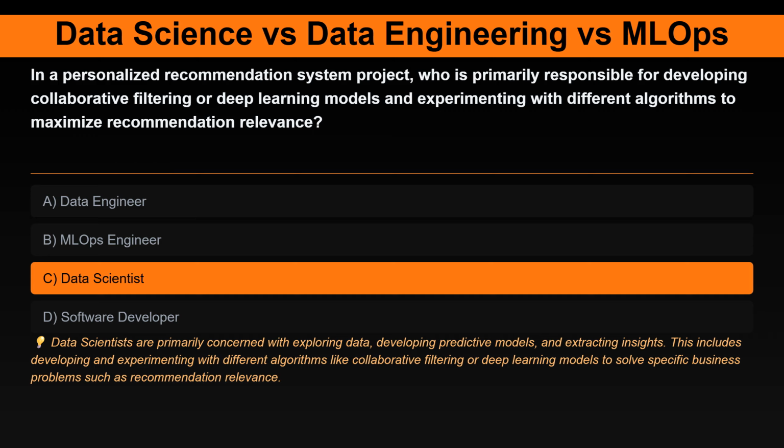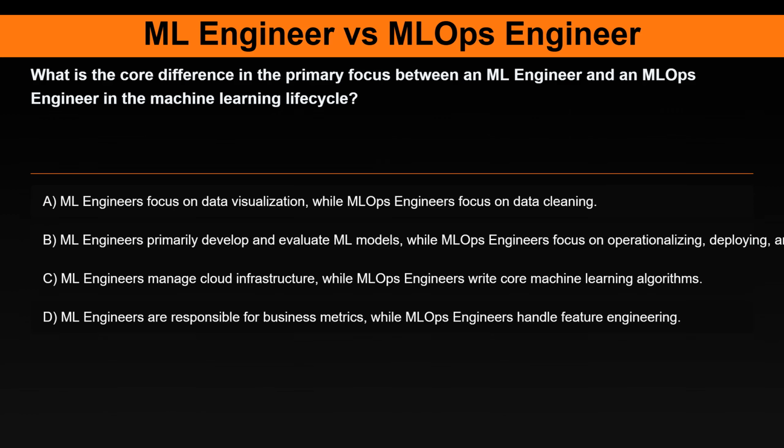The correct answer is data scientist. Here's the explanation. Data scientists are primarily concerned with exploring data, developing predictive models, and extracting insights. This includes developing and experimenting with different algorithms, like collaborative filtering or deep learning models, to solve specific business problems, such as recommendation relevance.